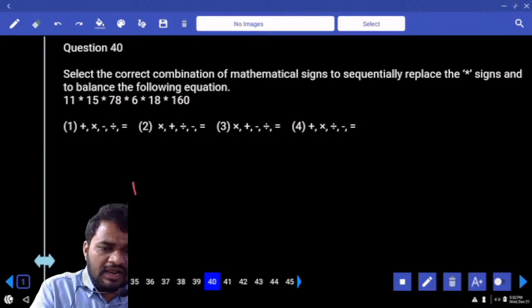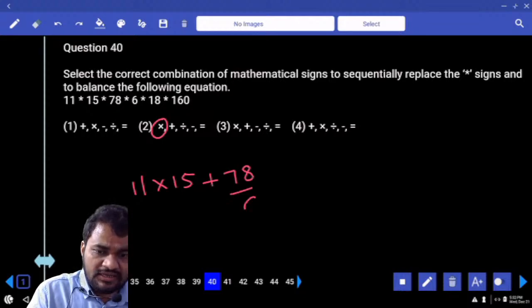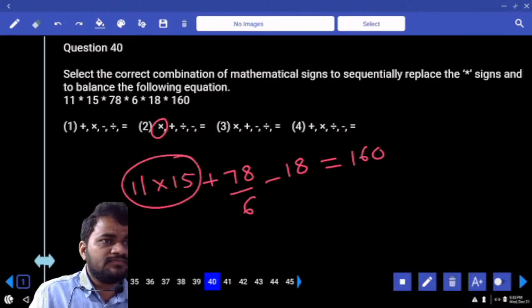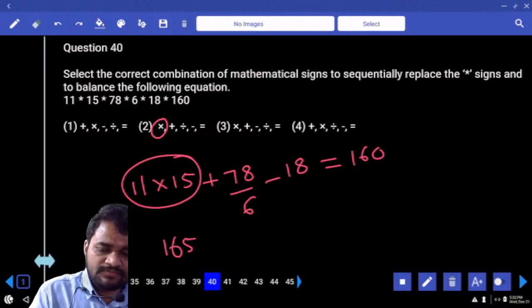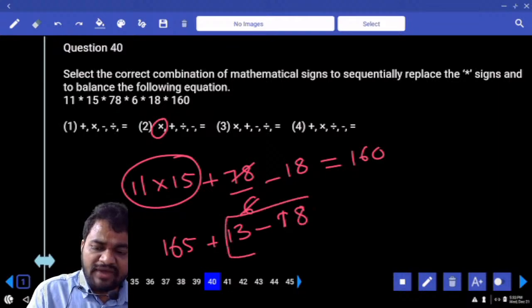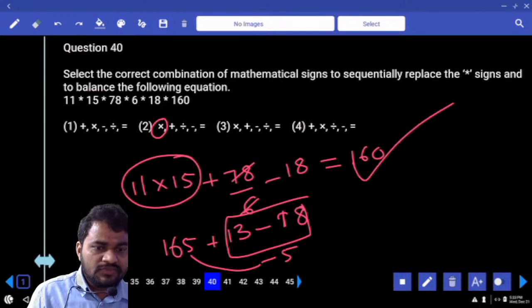Second option: 11, then we have multiplication 15, addition 78, division 6 minus 18 must be equal to 160, right? What is 11 into 15? 165. What is 78 by 6? 13. 13 minus 18 is minus 5. 165 minus 5 is 160. So option number 2.